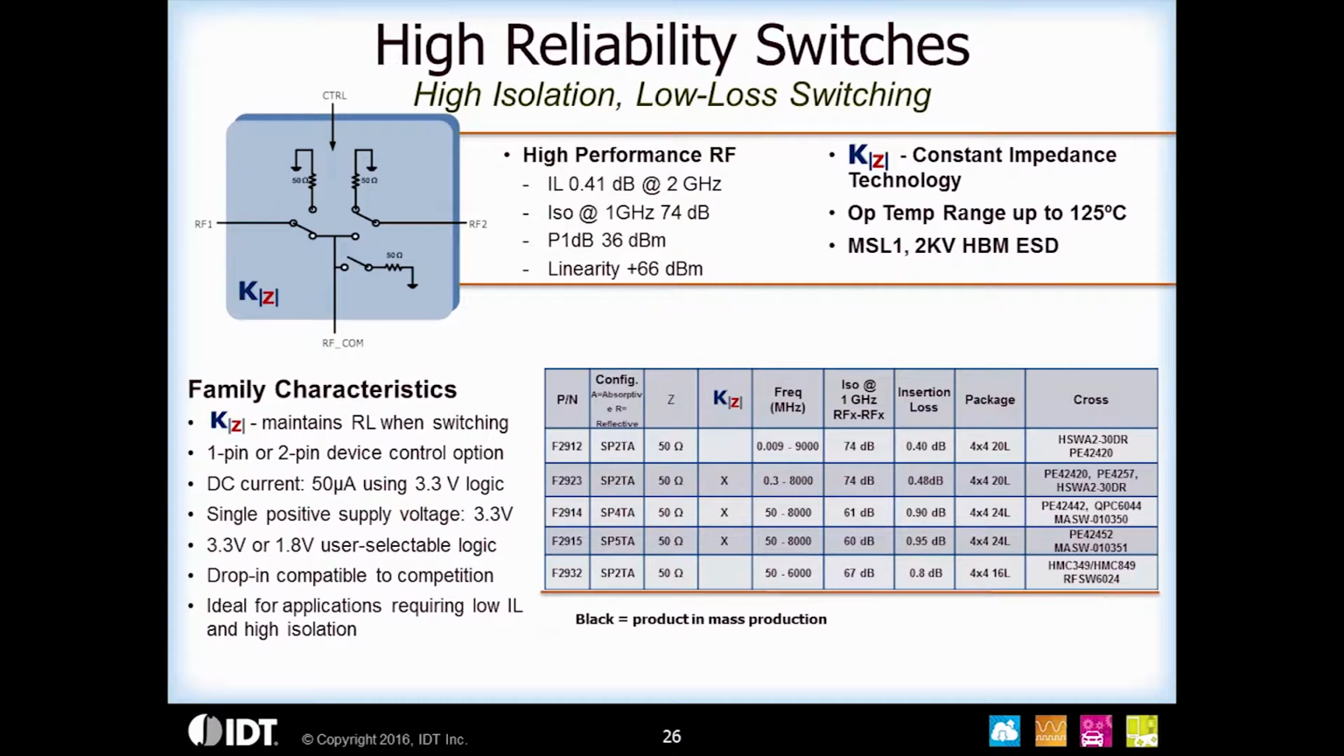We have our high reliability switches, which provide high isolation, low loss switching. With our switches, we use the constant impedance technology, and our switches go all the way up to 9 gigahertz. Isolation is 74 dB, and insertion loss at 2 gigahertz is 0.41 dB. With the constant impedance technical innovation from IDT, we are able to maintain the return loss when switching. IDT switches are ideal for applications requiring low insertion loss and high isolation.